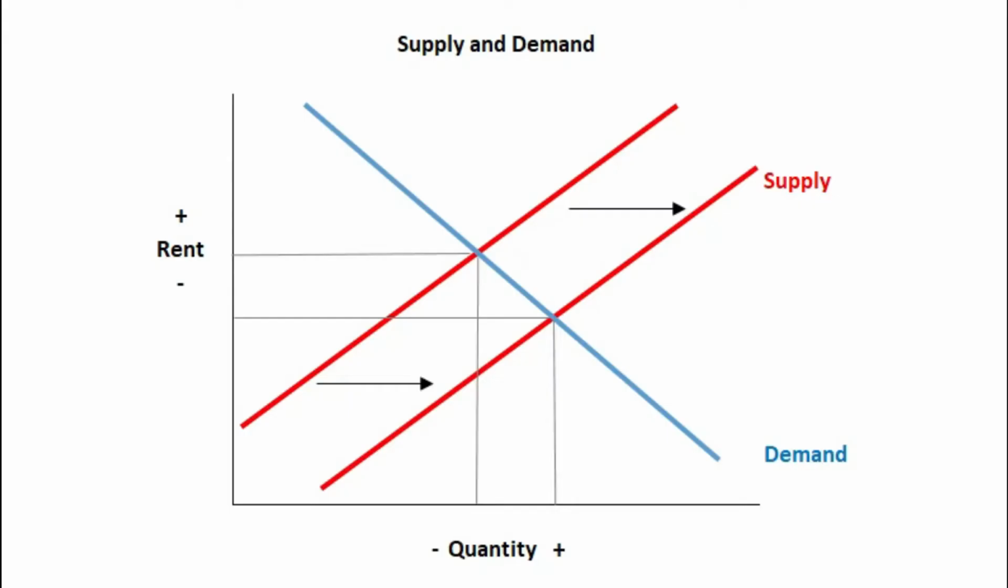So here I have a little supply and demand graph that I put together. On the x-axis, you can see we have quantity. This is the number of houses that are available for rent on the market. On the y-axis, we have rent. This is the cost to rent a house. The blue line is demand. The red line is supply.